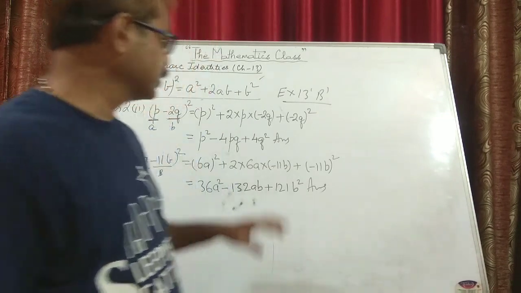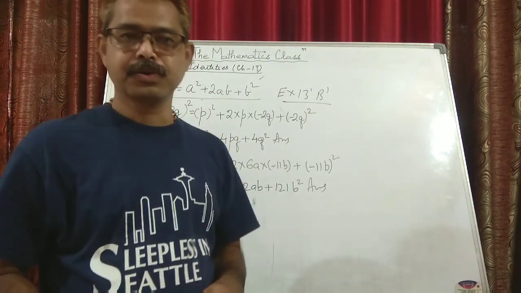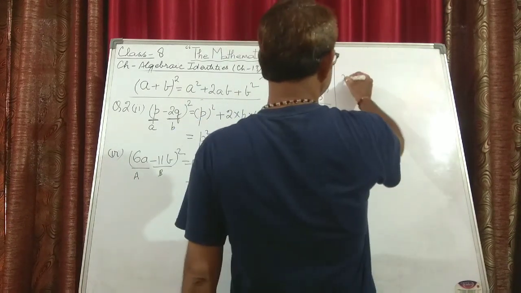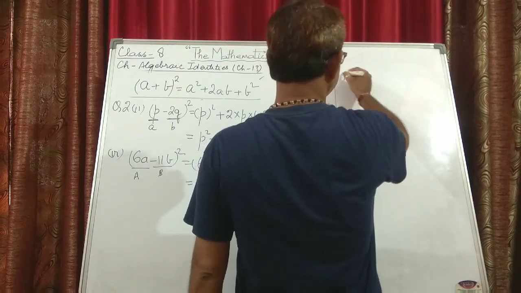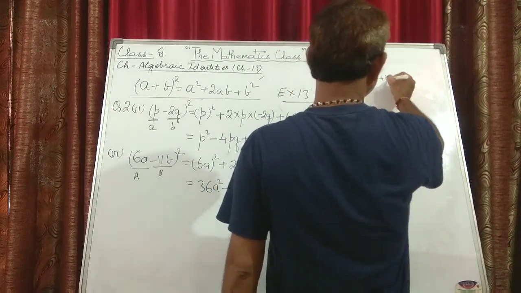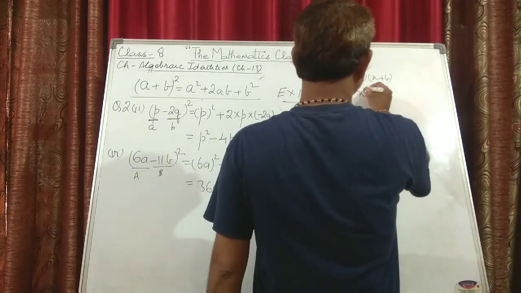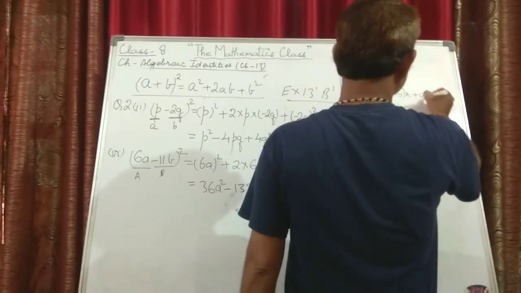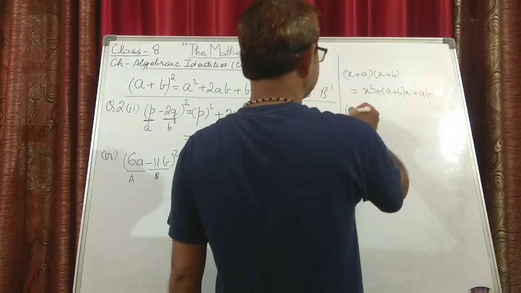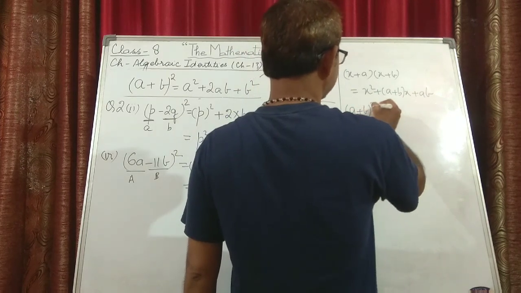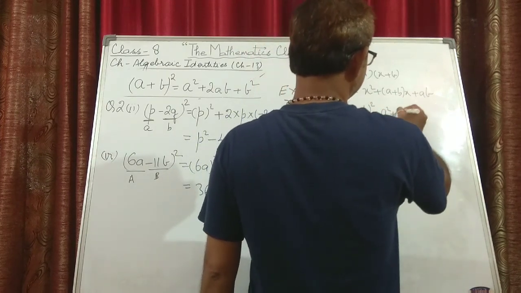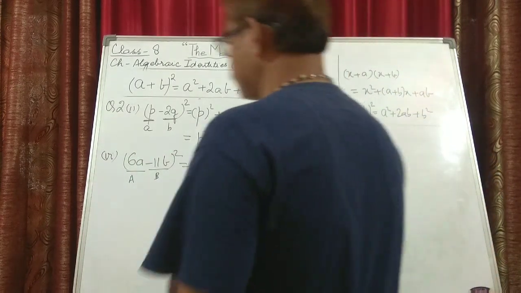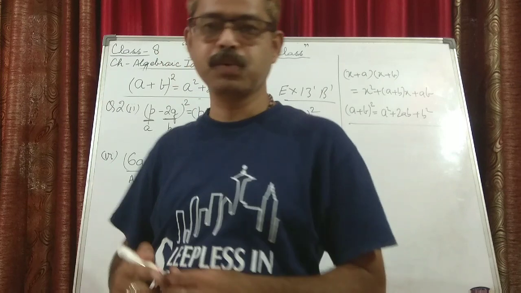So that is the final value. I hope this is clear to you all. Today we have learnt about two identities. First one is x plus a into x plus b, that is equal to x square plus a plus b times x plus ab. Second, we have learnt about a plus b whole square, that is a square plus 2ab plus b square. So I expect you all to practice these questions.